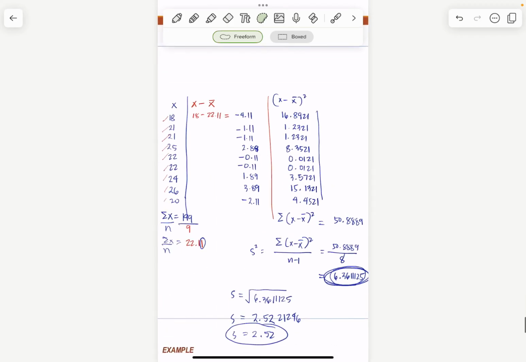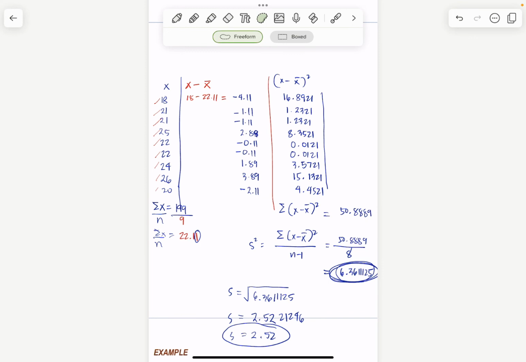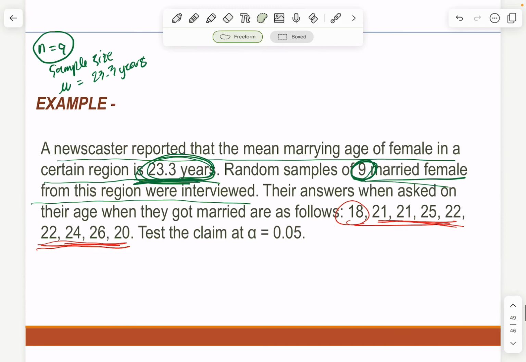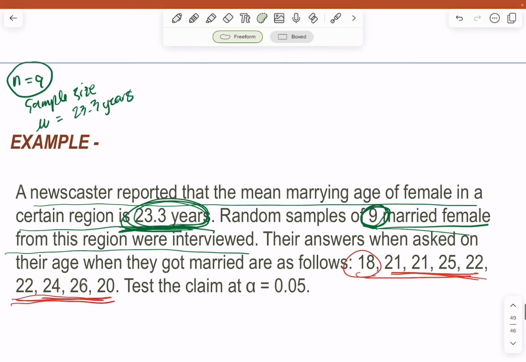So, that's how it is done. Make your table and then use the formula to get the sample standard deviation. Now, let's go back to the problem. What's our first step in testing our hypothesis?